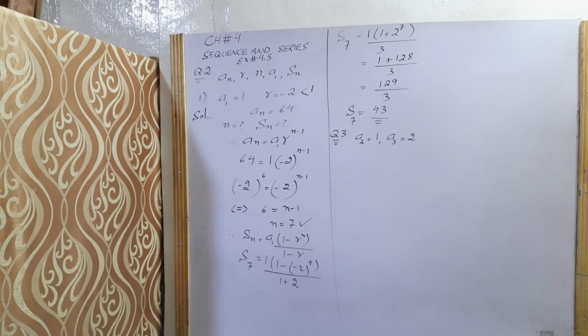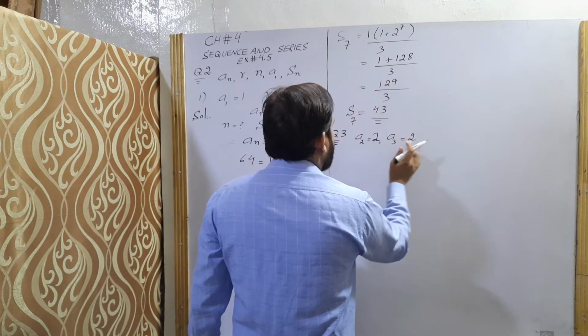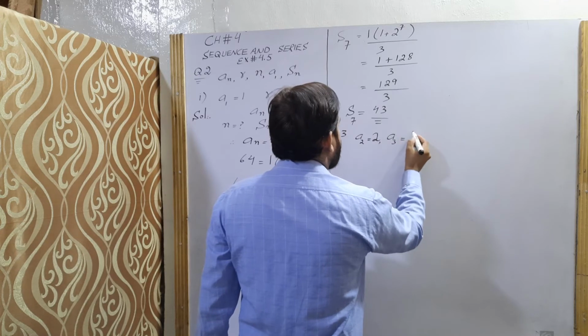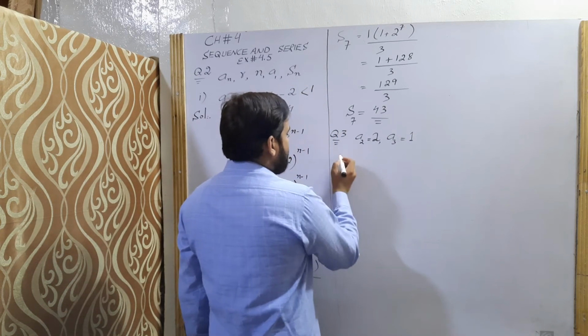Next question statement is find the first 5 terms and the sum of an infinite geometric sequence having a2 which is 2, second term is given, and the third term which is 1. Second term in this case is 2, and the third term in this case is 1. Find the first 5 terms. Solution.